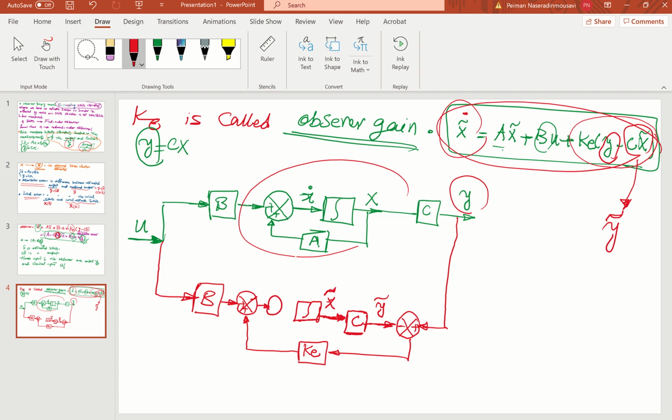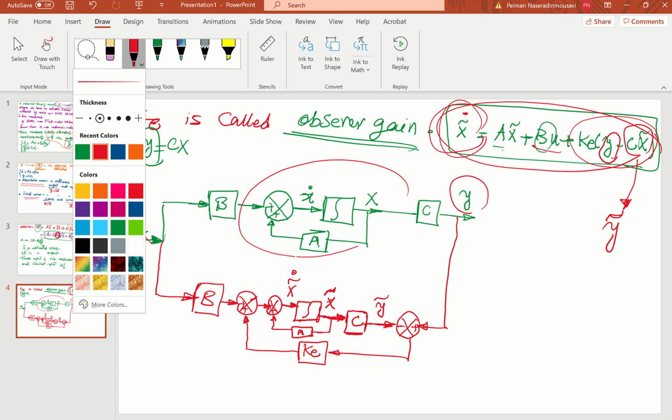You have to have another term. This is your x hat dot, which is BU plus Ax. So this is x hat multiplied by A. Here we go. X hat dot is BU plus Ax hat, and after integrating it gives you x hat, which multiplied by C gives y hat, and y hat minus y gives you this. So now we have the loop.